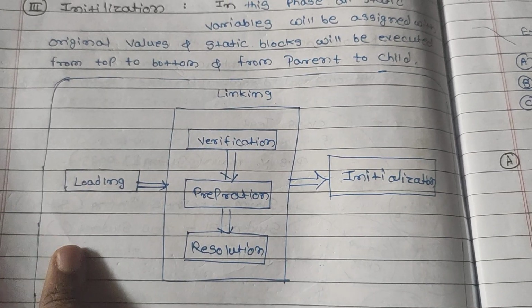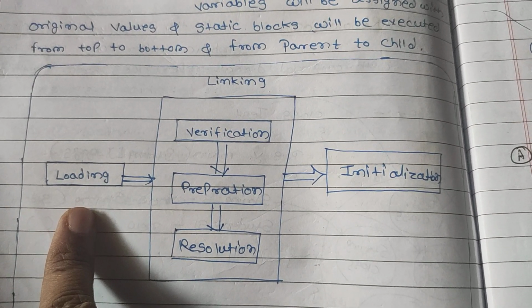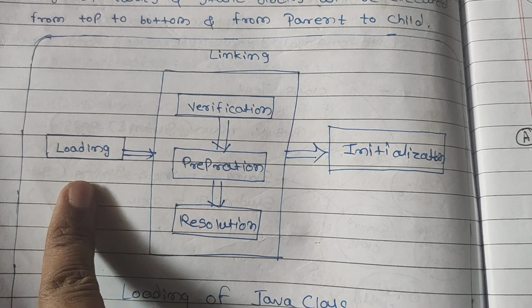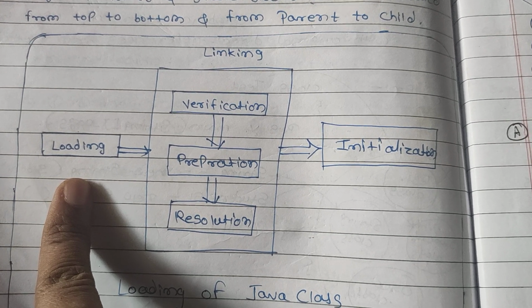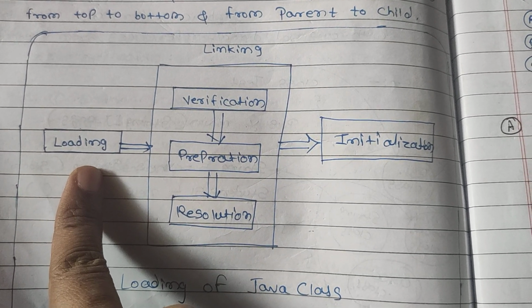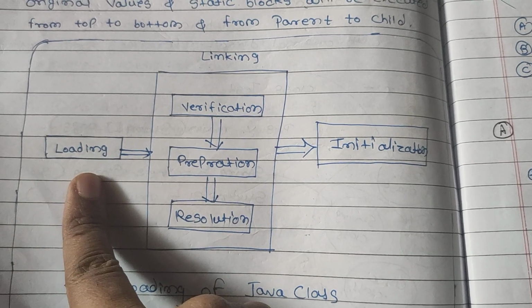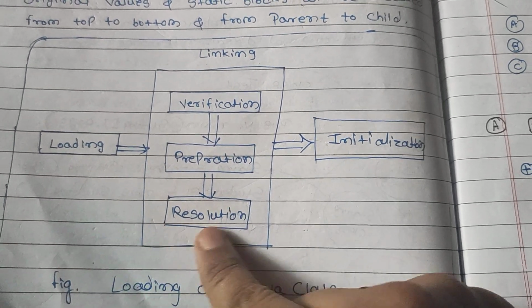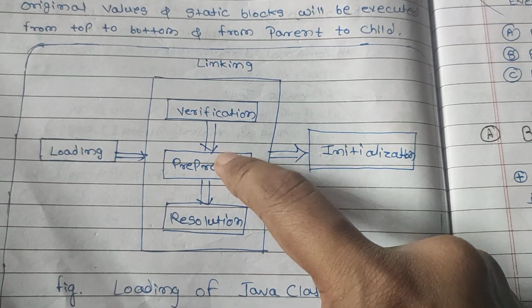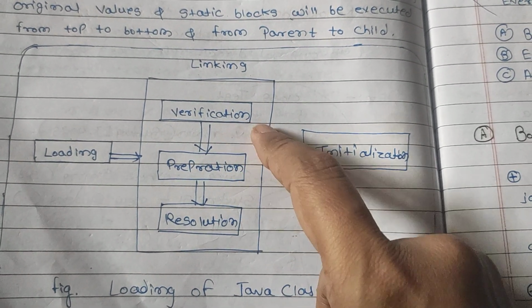Okay, this loading is the first step under the class loader subsystem. This process consists of reading and loading the dot class files into the JVM memory. This linking consists of three sub-activities.